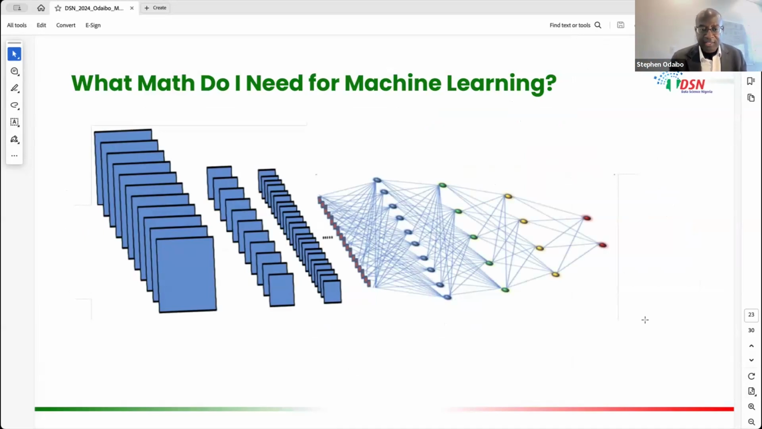So what I have here is a convolutional neural network, right? And all of you know what this is. You've worked in this, you've done competitions, you've been on Kaggle, you've made it to the bootcamp of Data Science Nigeria.